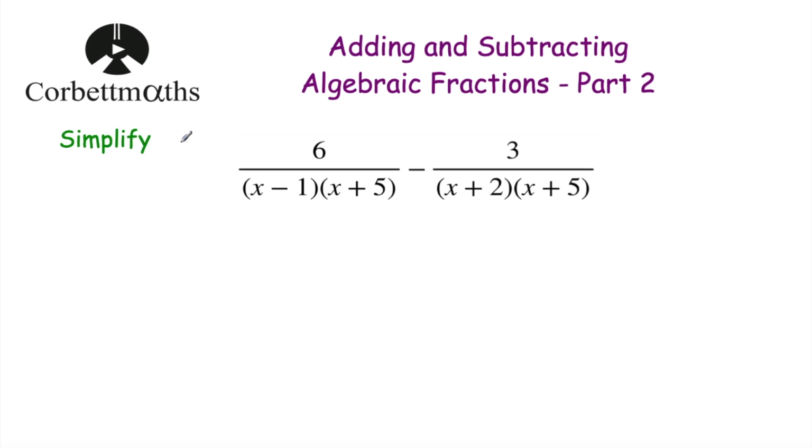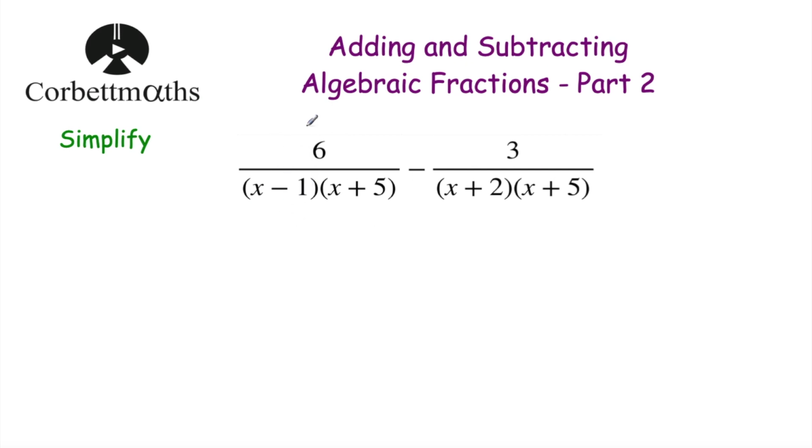So next question, we've been asked to simplify 6 over x minus 1 times x plus 5, subtract 3 over x plus 2 times x plus 5. So if we have a look at these, well, the denominators have been factorised, that's fantastic. And actually we can spot here that we've got x plus 5 here, and we've got x plus 5 here. So that means that if we want to get a common denominator, we're going to multiply both the numerator and denominator of the first fraction by the bracket it's missing, which would be x plus 2. And then in terms of the second fraction, we're going to multiply both the numerator and denominator by x minus 1. And then that will give us our common denominators.